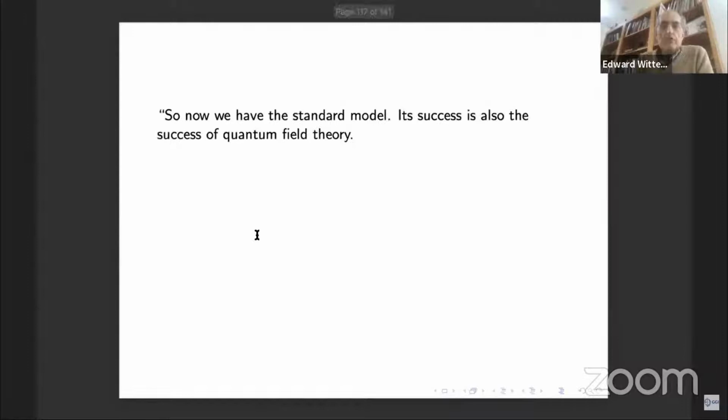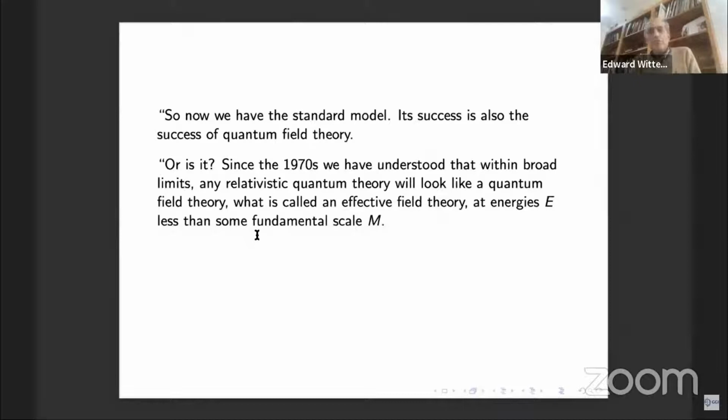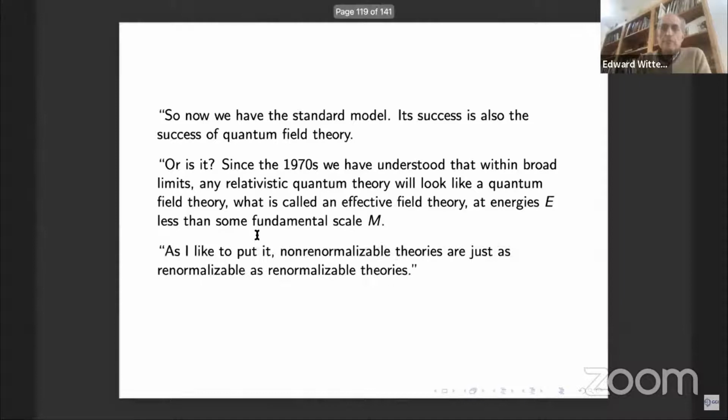So now we have the standard model, he writes, or he says, I guess, since this was originally a lecture. Its success is also the success of quantum field theory. Or is it? Since the 1970s, we've understood that within broad limits, any relativistic quantum field theory will look like what's called an effective field theory, at energies E less than some fundamental scale M. As I like to put it, non-renormalizable theories are just as renormalizable as renormalizable theories. This is what he'd proved one version of in the paper with Gomez that I mentioned before.